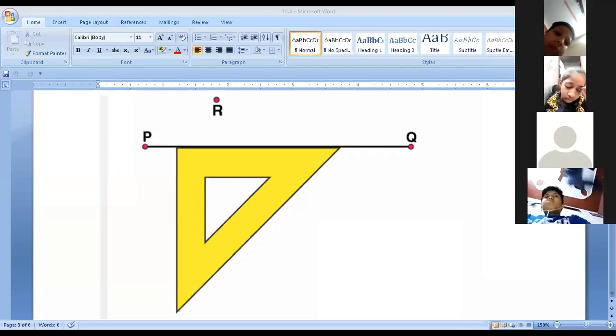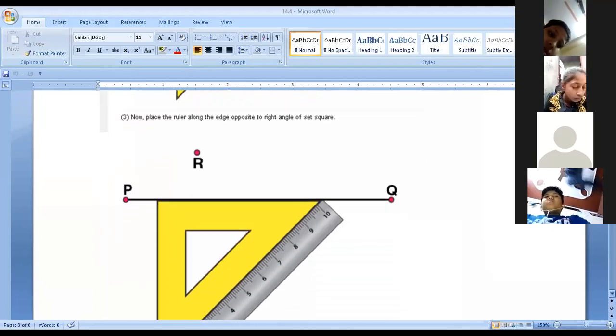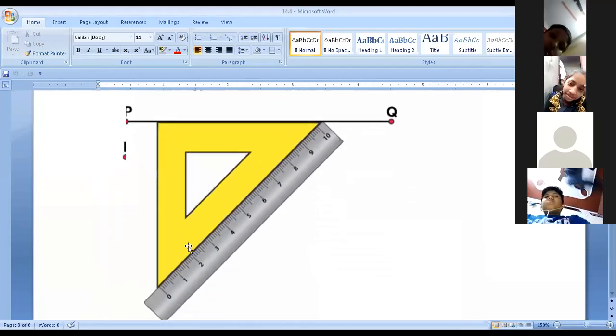Have you placed your set square in this way? Now place a ruler with this, like this. Place your ruler with set square. Keep your ruler with your set square. All of you put it like this.